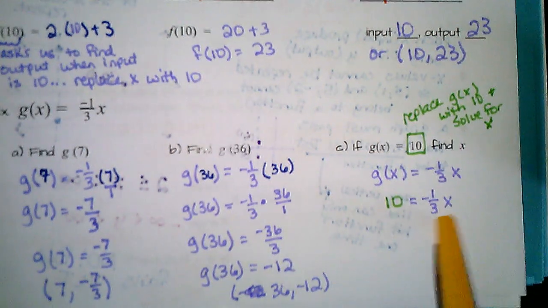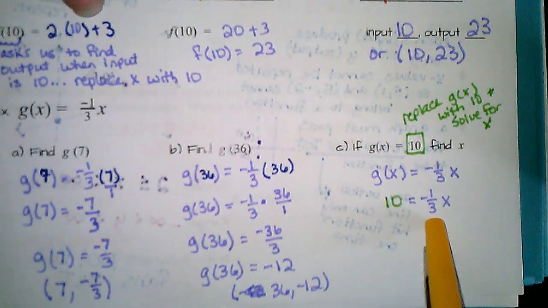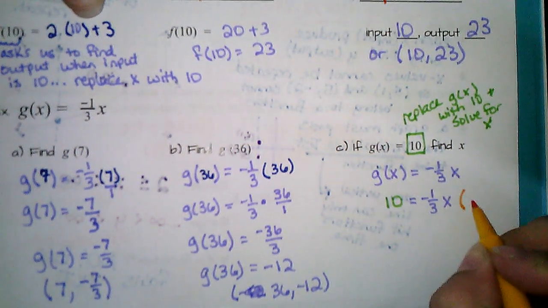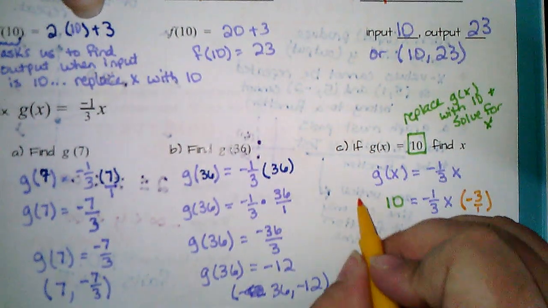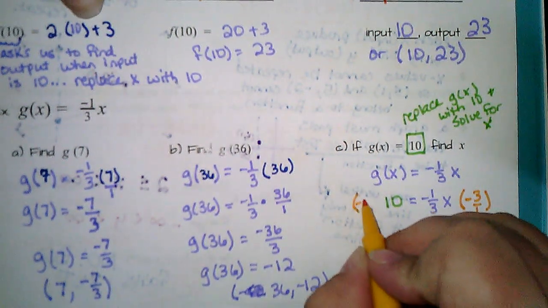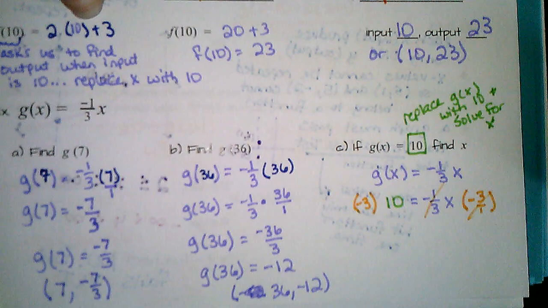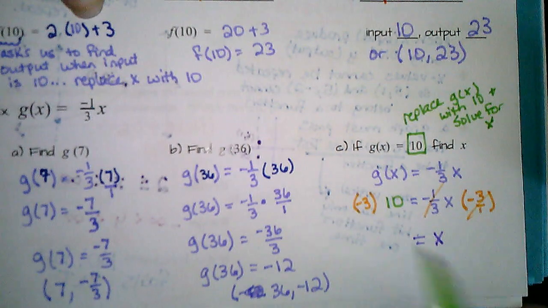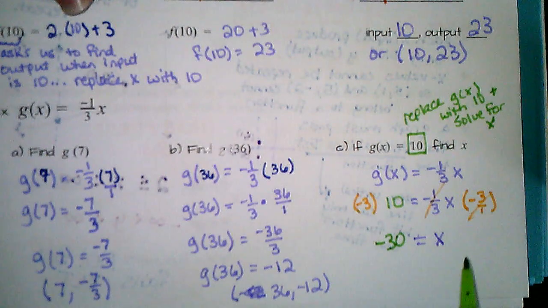Okay, so now what I have to do is get the x by itself. The only thing in front of the x is a negative 1/3. So I could divide both sides by negative 1/3, but we learned in fraction practice that it's easier to keep it, change it, flip it. So instead of dividing by negative 1/3, I'm going to multiply by negative 3 over 1, which is just negative 3. So that cancels with this. So on this side, all I will be left with is an x. And on this side, 10 times negative 3 is negative 30. So that says my x would be negative 30.